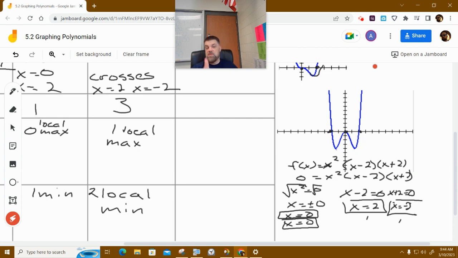Yeah. But just being able to identify them helps too. You don't necessarily have to have calculus to find these things. You guys can plug the equation into your calculator and let the calculator find the min and max. Okay, that's a good question.